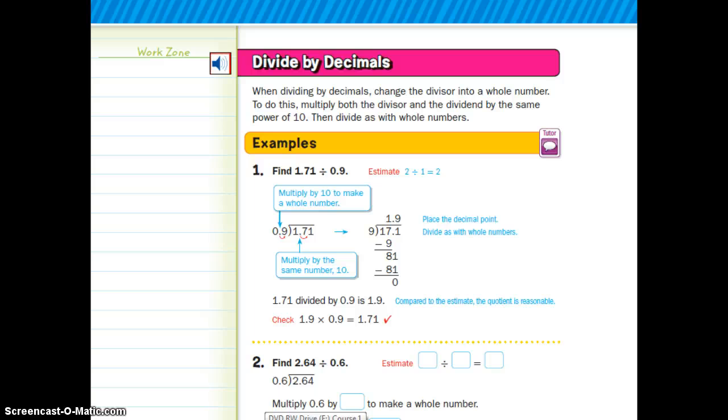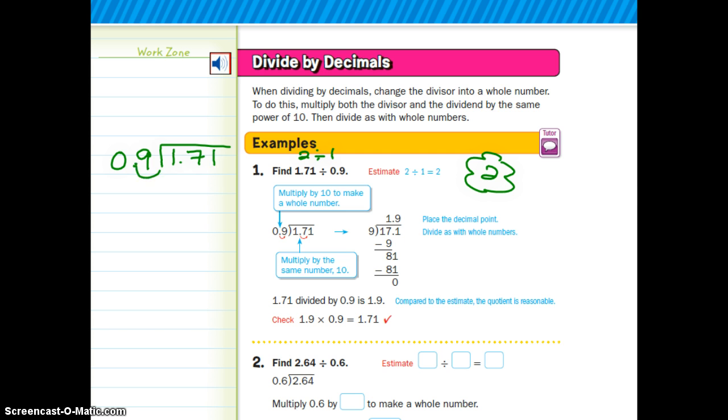Dividing by decimals. When dividing by decimals, change the divisor to a whole number. To do this, we're multiplying by powers of 10. In this case, let's look at the problem first though. It's like 1, maybe 2, approximately 2 divided by approximately 1, which is 2, so we put 2 in a box. So we know that that is our answer.